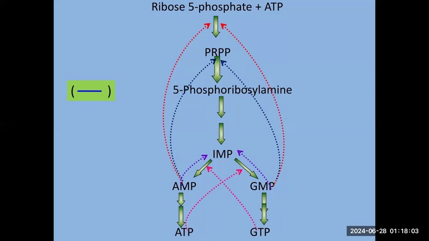The second line of control is from GMP and AMP, which control the first reaction, that is phosphoribosyl pyrophosphate. You can see right here, the AMP controlling the first step, ribose 5-phosphate, which is converted into phosphoribosyl pyrophosphate, and the enzyme action of 5-phosphoribosyl amine formation.